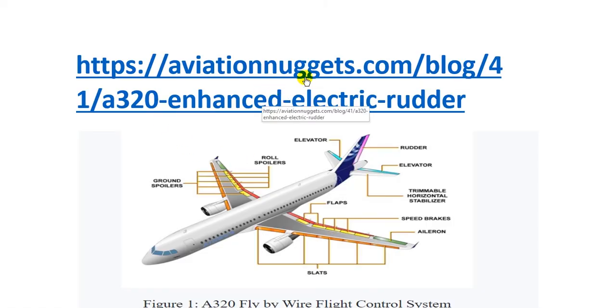Here, this is the source. Here are the elevators, left and right, movement down and up. Here the ailerons also move up and down. Here is the aileron. Here are the spoilers. This is the spoilers. This is extended or retracted. I show you also.